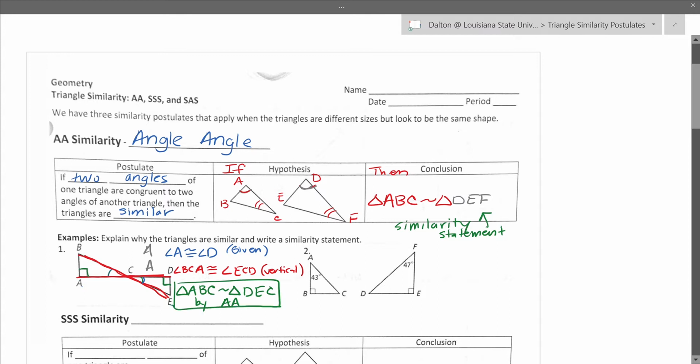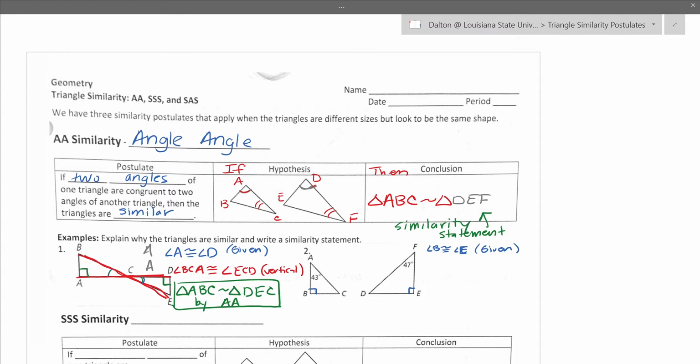Okay, for number 2. Off the bat, I know that angle B is congruent to angle E because that's given information. They both have 90-degree marks on it. And as it is, I see angle A is 43 degrees and F is 47 degrees. So at first glance, those are not congruent to each other.